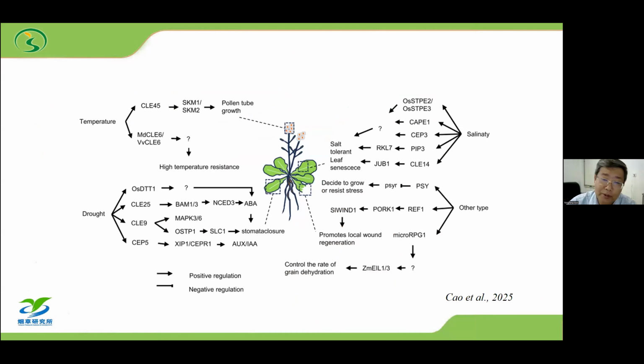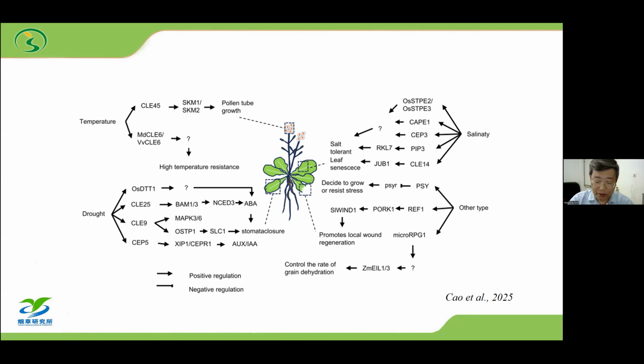If you look at the peptides already identified which are involved in stress responses, you can see some of the peptides have been reported to be involved in responses to extreme temperatures. Some of them, like CLE25 and others, are involved in drought response and salt response, and some other types. Of course, a lot of peptides have also been identified in regulating plants' response to diseases like pathogens.